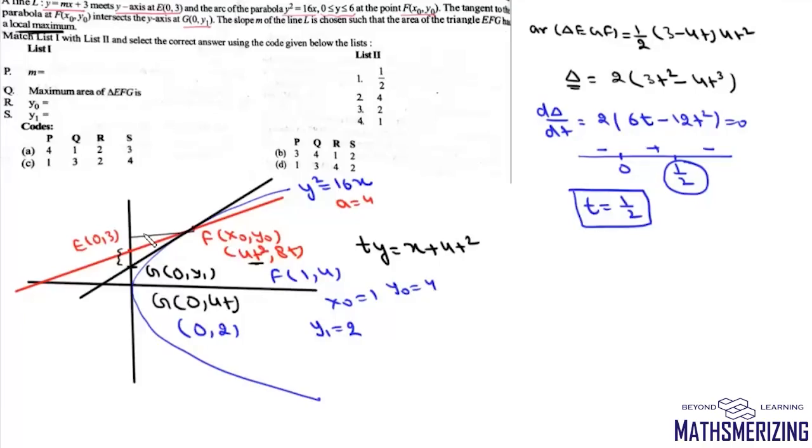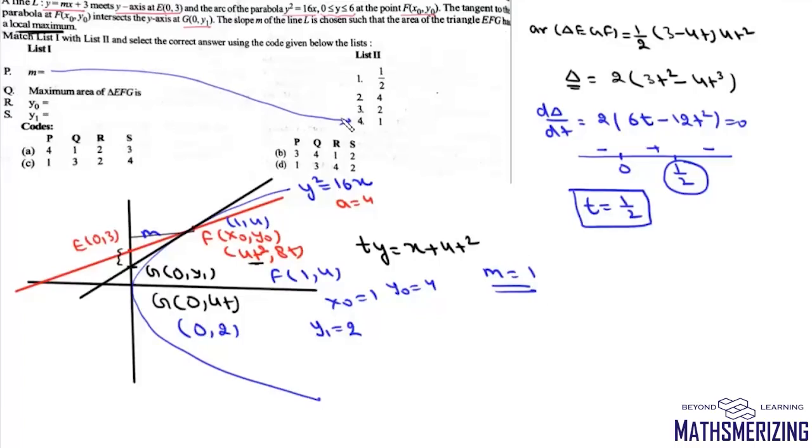And if we have to find slope of this line, so what is the slope of this line? So we know that this point is 1 comma 4. So y2 minus y1 upon x2 minus x1. So value of m is 1. So this small m, it is mapped to 1, which is option number 4.